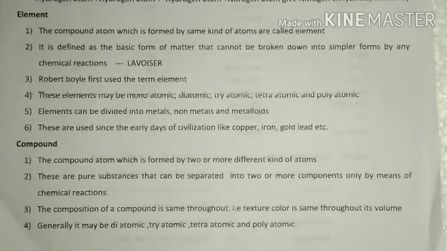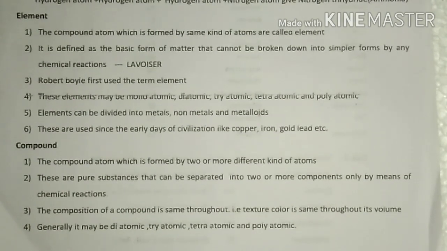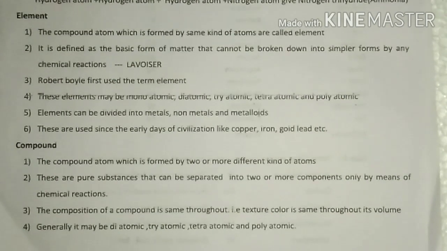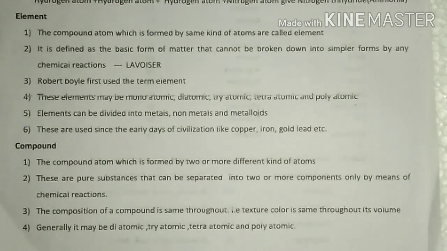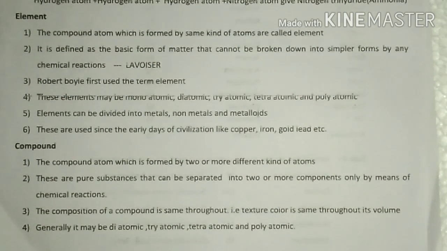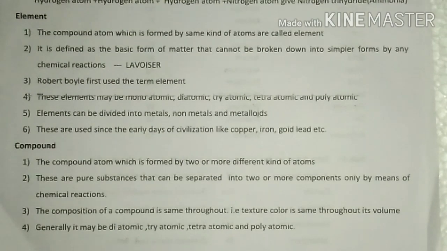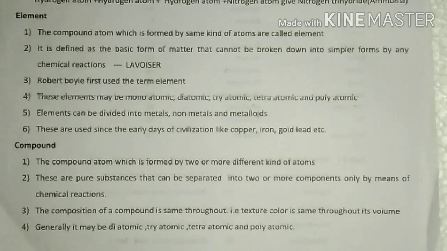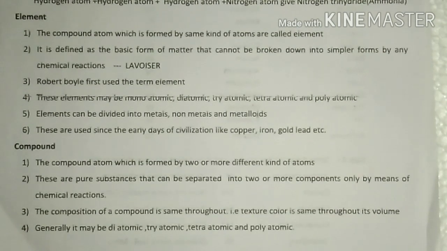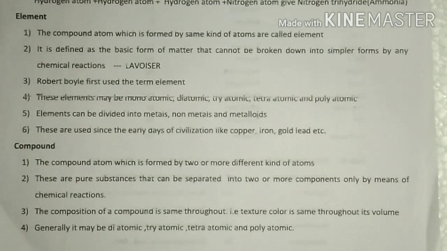If the element contains two atoms, it is called diatomic, for example oxygen O2 and nitrogen N2. If the element contains three atoms, it is called triatomic, for example ozone O3. Tetraatomic, tetra means four atoms, for example phosphorus, which can be represented as P4. Polyatomic means more than four atoms are there. Such elements are said to be polyatomic.